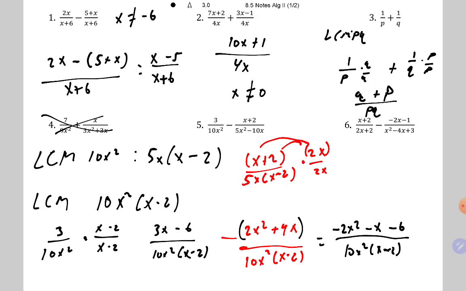Can we simplify the top at all? And we cannot. So that is our answer. X cannot equal 0 or positive 2, because that would make the denominator 0.